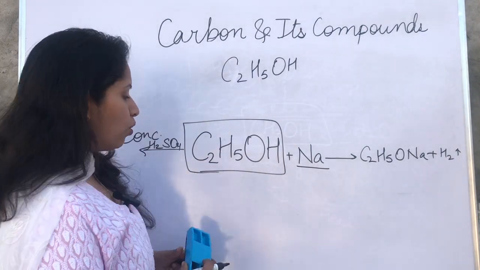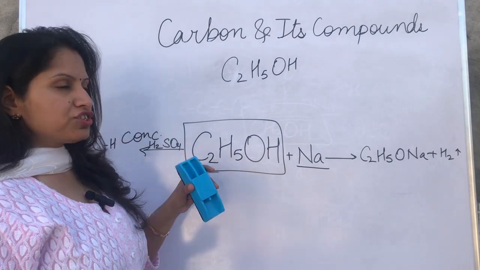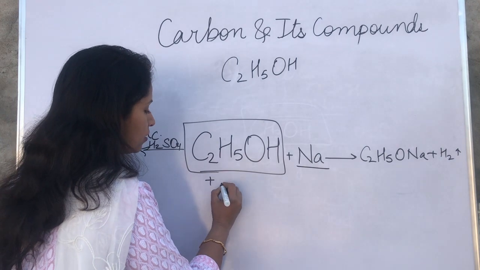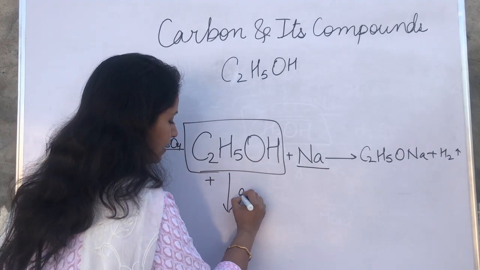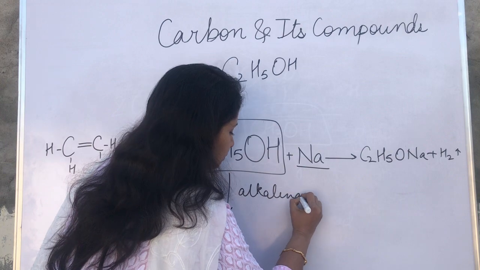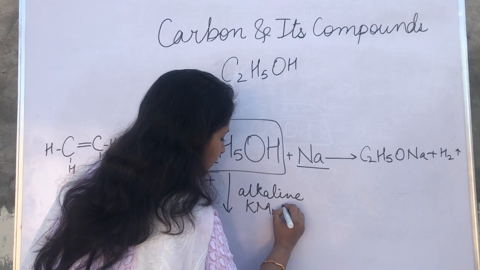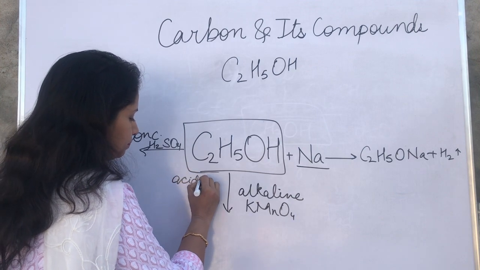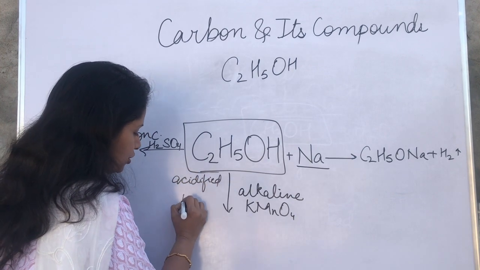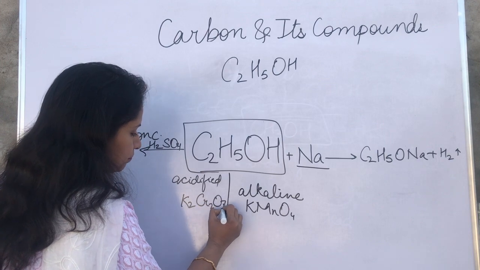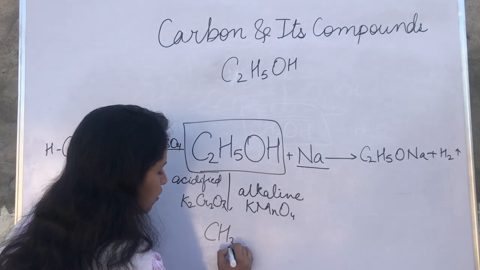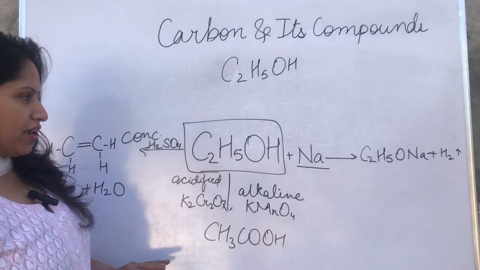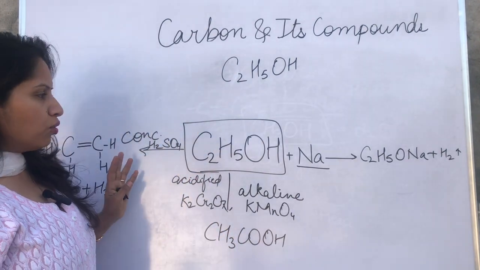So it will remove water from alcohol and we will get ethene. Next, yesterday we have seen one more reaction. I am adding it here only, that when this ethanol reacts with alkaline potassium permanganate or acidified potassium dichromate, then it is going to produce carboxylic acid. Okay, so these are the reactions of alcohol. All the three are important.